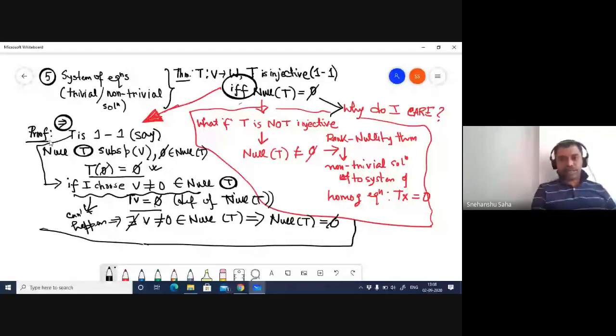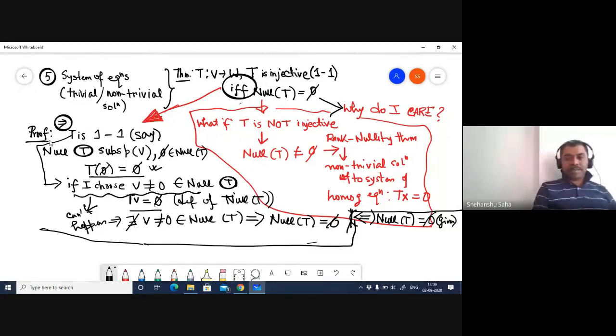Okay, what is the other way? I don't have a space here, but I'll just try to squeeze it in over here. The other way is the other direction. In this direction, I will assume that null of T equal to 0, and I need to show that T is 1-to-1. So in this direction, this is given.